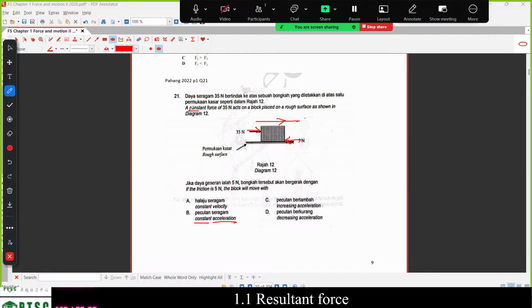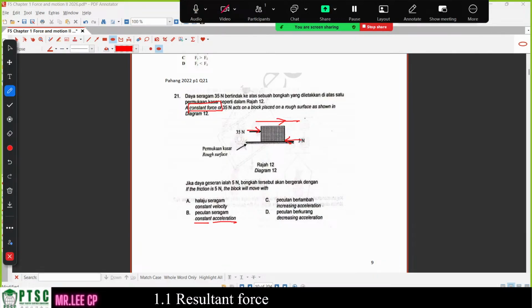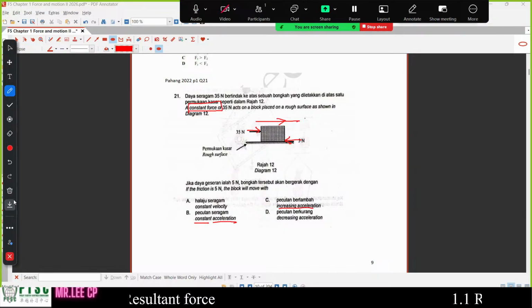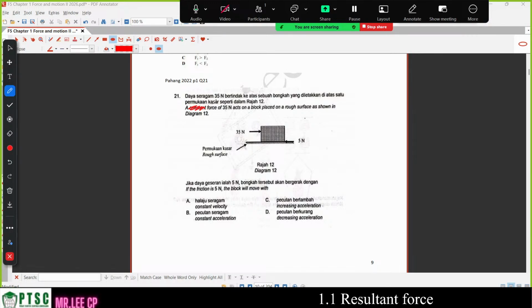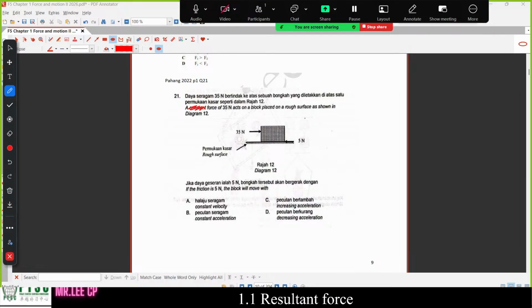A constant force. So the acceleration will be constant. If the force is increasing, of course the acceleration will be increasing. Alright. So if they don't say constant force, they just say force, then what will be the answer? So the answer is still constant acceleration, because the one that we learn in Form 4 and Form 5 is only constant acceleration. All right. So answer is B.